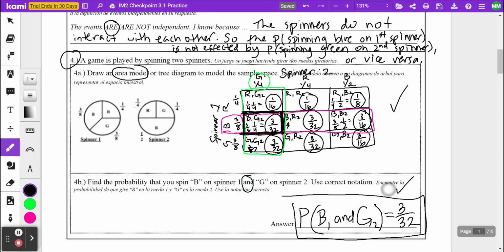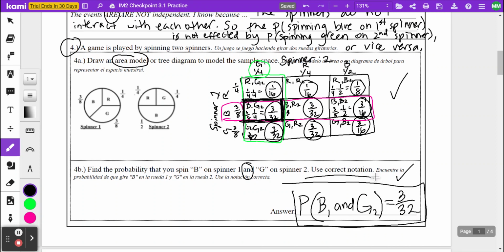Okay. Be careful with your notation in this problem though, because I do want you to have P and then parenthesis, what you're finding the probability of, close parenthesis, equals the probability. Notation is part of your grading rubric for this problem.